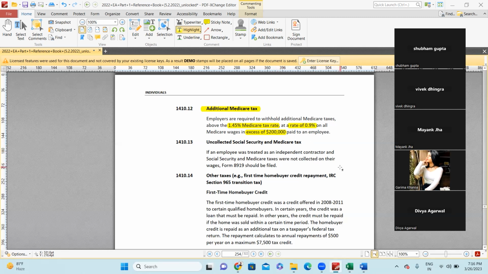Sir, what is the meaning of this? Employers are required to withhold additional Medicare taxes above the 1.45% Medicare tax rate. That is what I'm saying in simple language. If your wages are less than $200,000, then you need to pay 1.45% as a Medicare tax. If your wages are more than $200,000, then you need to pay an additional 0.9%. That is 2.35%.